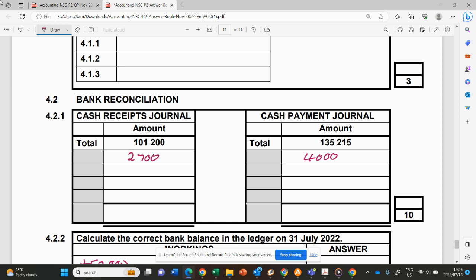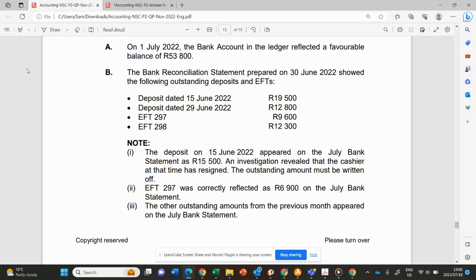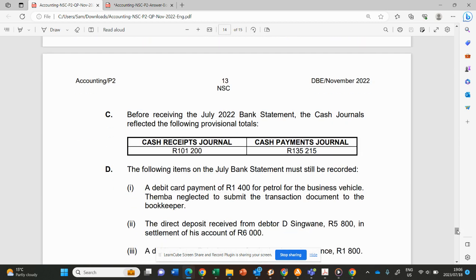So now we're gonna cancel it on the opposite journal. Then the following transaction, they said the other outstanding amounts from the previous month appeared on the bank statement, meaning other things appeared correctly on the bank statement, and everything is fine and appropriate. So now there's nothing to do with those transactions. We do nothing. We're gonna move to information C.